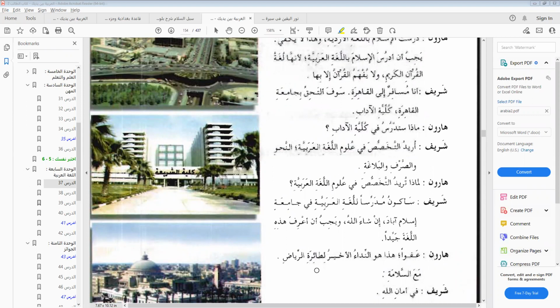Islam Abad. Okay, Islamabad. That's Islamabad, in Pakistan. So this is how you write Islamabad. آباد, okay.